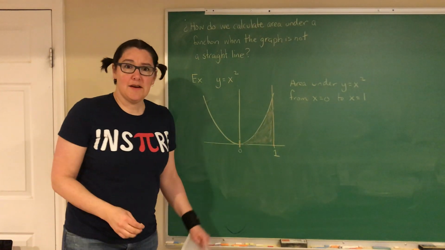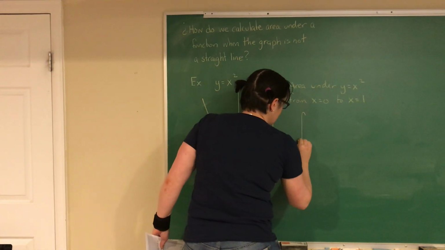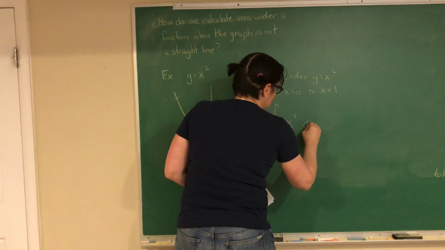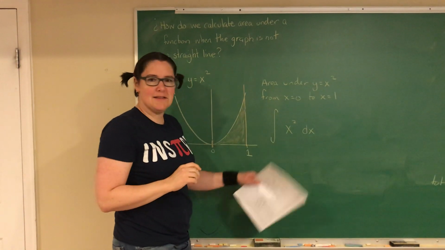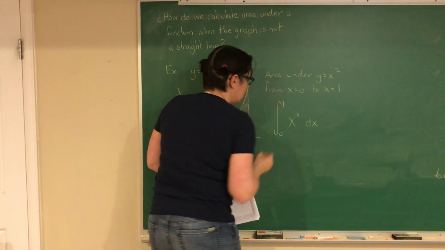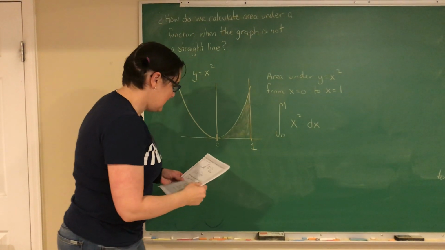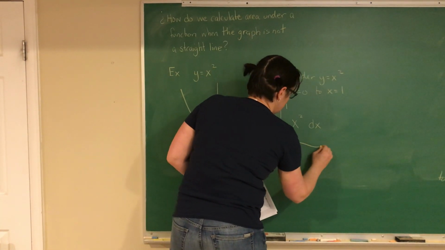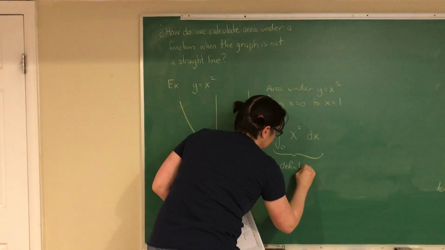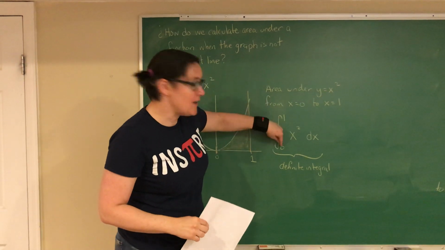Okay, now this area can be represented with the following notation. Long stretched out s, you've seen that before, x squared dx. You've seen a function in the middle, you've seen the dx at the end. I'm going to throw in two numbers on this long stretched out s. A 0 and a 1, meaning the starting x value at the bottom and the ending x value at the top. And this is an example of a definite integral, and this is called a definite integral because there are numbers on the integral sign.